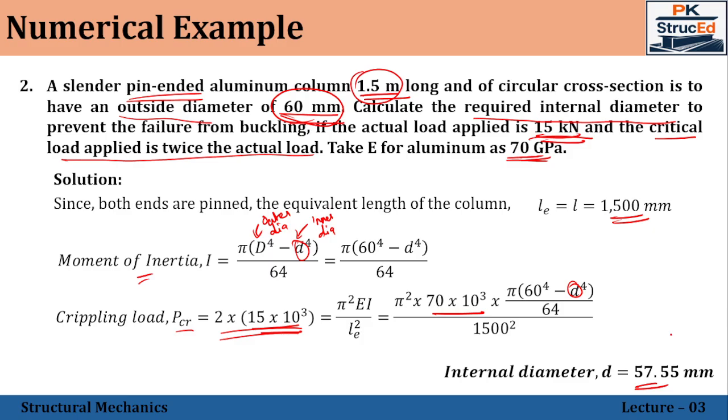Here, why are hollow columns used? Once you are using hollow columns, it will reduce the weight of the structure, as well as maintain the stiffness and allow economical use of material. So this problem highlights how moment of inertia, not area alone, governs the buckling resistance.